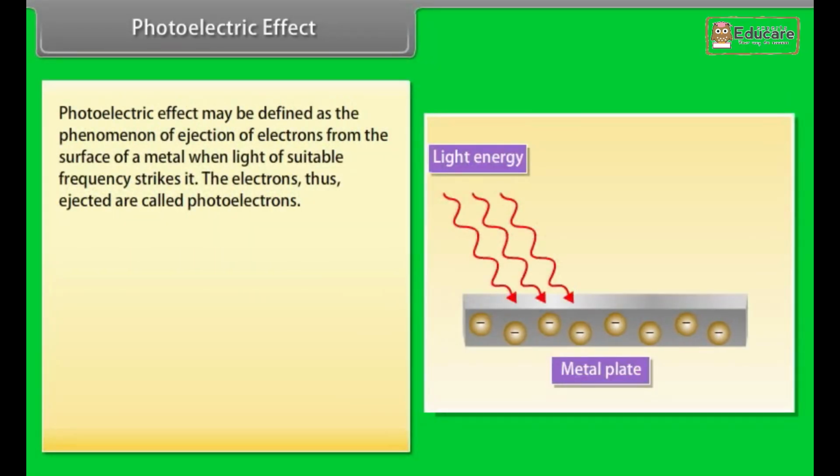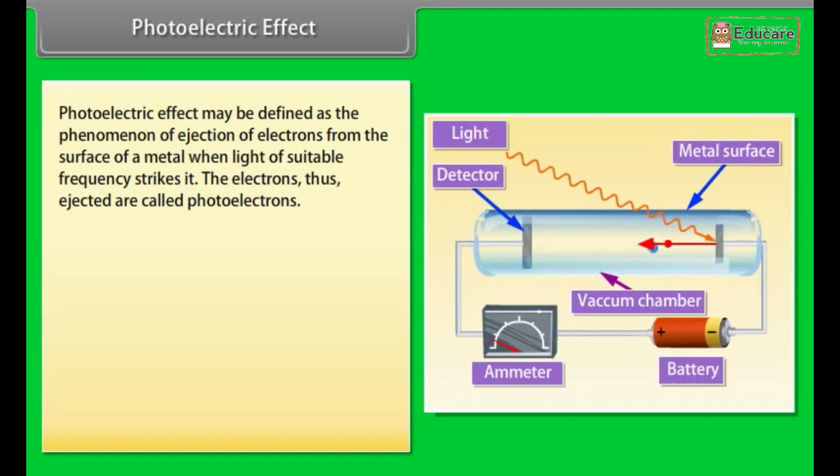Photoelectric effect. Photoelectric effect may be defined as the phenomenon of ejection of electrons from the surface of a metal when light of suitable frequency strikes it. The electrons thus ejected are called photoelectrons. When light of particular frequency strikes the metal surface, electrons are ejected from the metal surface, which are detected by the detector.